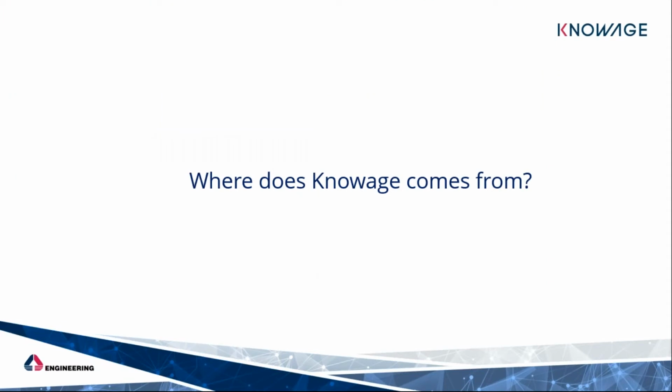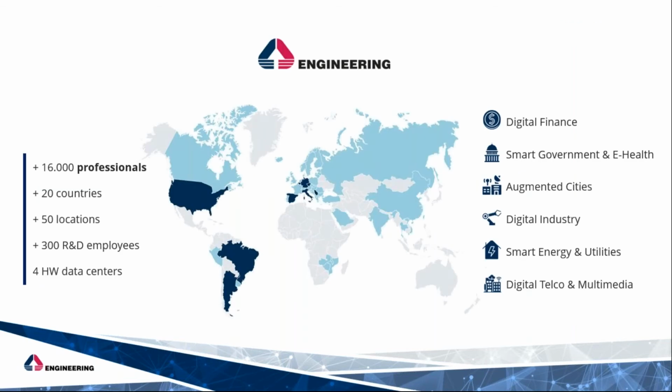What is the history of Knowage? Where does it come from? It is a product of Engineering, the society Engineering. Engineering has a lot of professionals. It is developed in more than 20 countries and has more than 50 locations. It has a lot of employees and 4 different data centers.